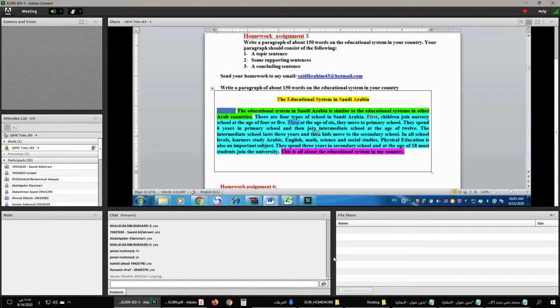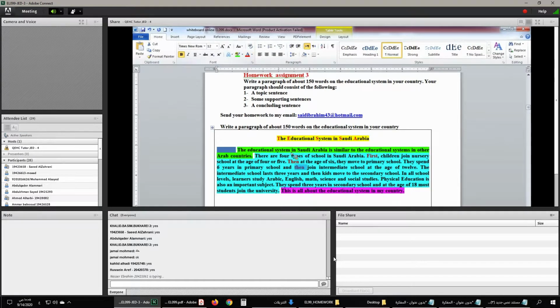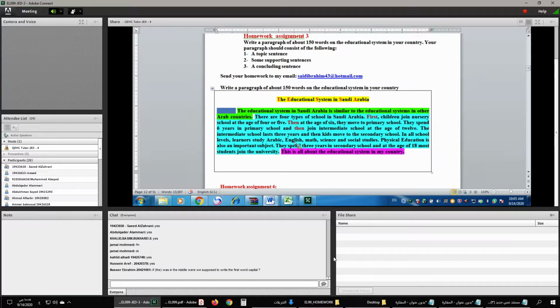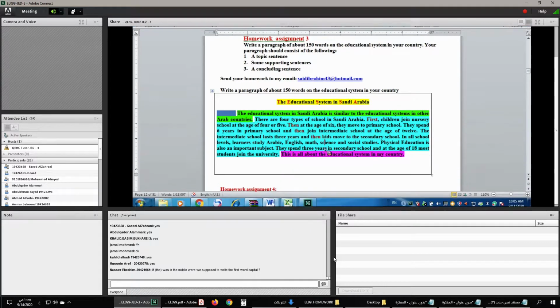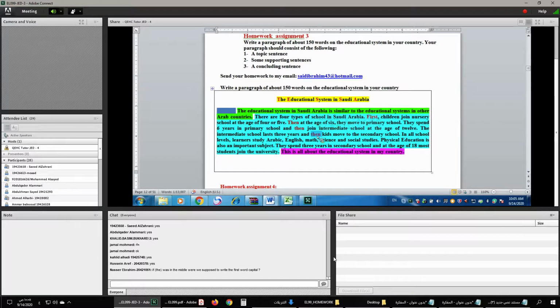At the age of 6, they move to primary school. They spend 6 years in primary school, and then again it's also a sequence word. Join intermediate school at the age of 12. The intermediate school lasts 3 years, and then again it's also a transition, a signal word or transition signal, okay? And then kids move to the secondary school. In all school levels, learners study Arabic, English, math, science, and social studies. Physical education is also an important subject. They spend 3 years in secondary school and at the age of 18, most students join the university.